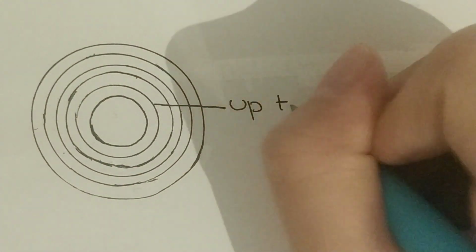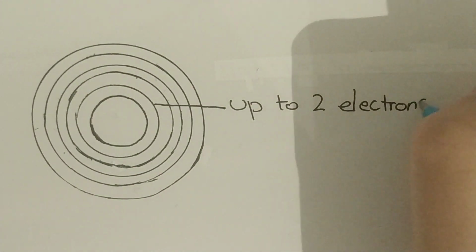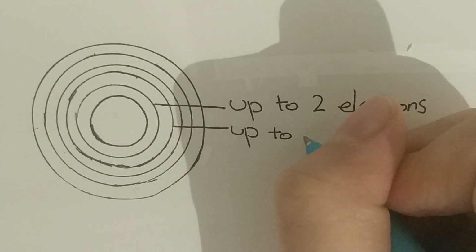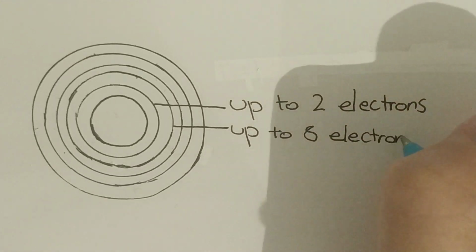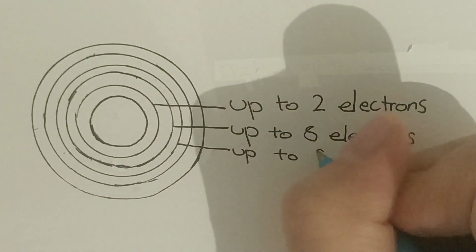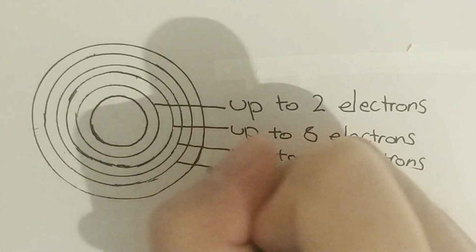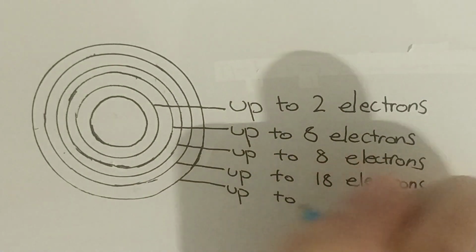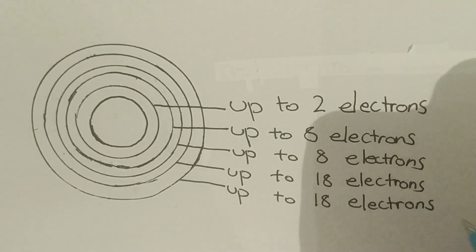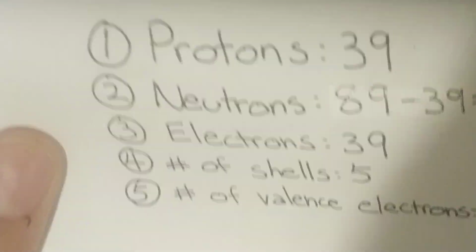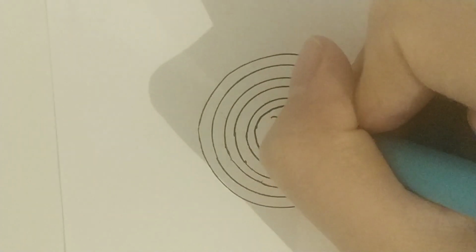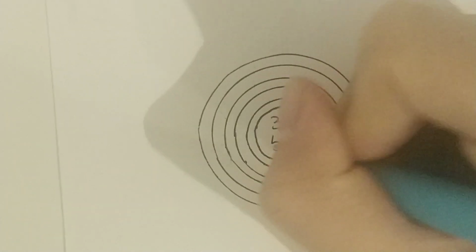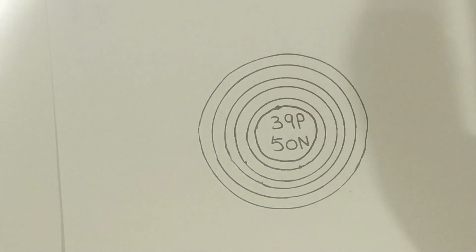The first electron shell can hold up to 2 electrons. The second electron shell can hold up to 8 electrons. The third electron shell can also hold up to 8 electrons. The fourth electron shell can hold up to 18 electrons, and the fifth electron shell can hold up to 18 electrons. In the nucleus, there are 39 protons as calculated before. You can represent it using P, and 50 neutrons represented using N.